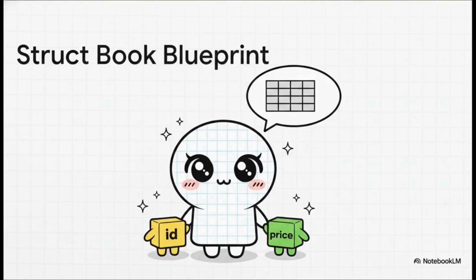Let's make this concrete. Say we define a struct for a book. We drop in an integer for the ID, which takes up 4 bytes of memory, and a float for the price, which takes another 4 bytes. By writing out this blueprint, you are explicitly telling the compiler exactly how to reserve a specific chunk of bytes. It's literally just mapping out the space.